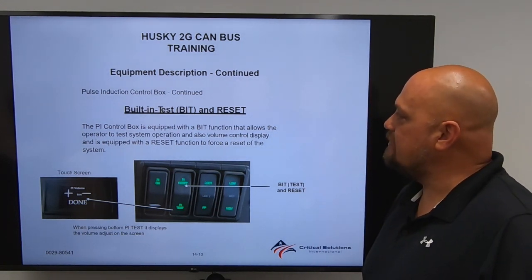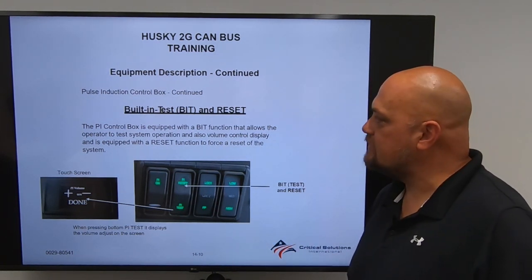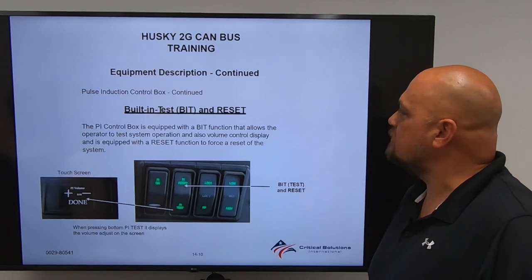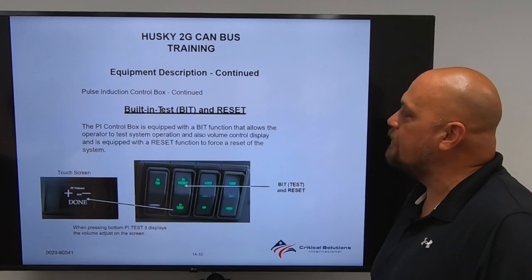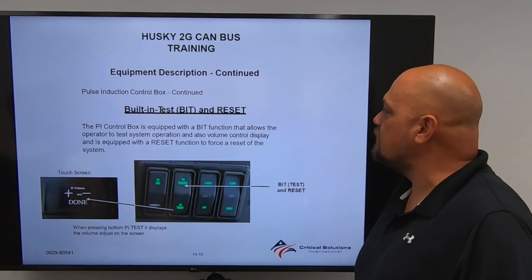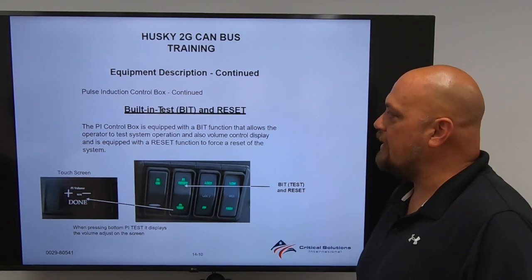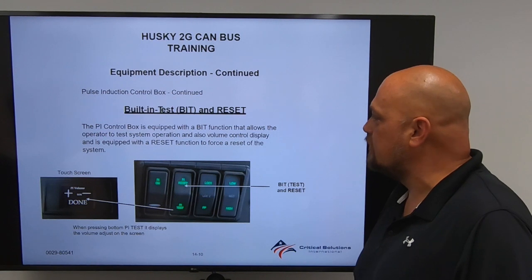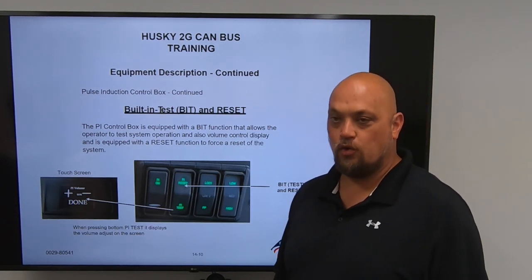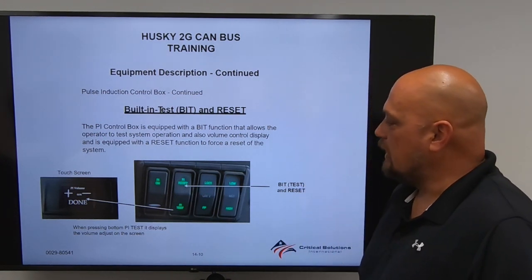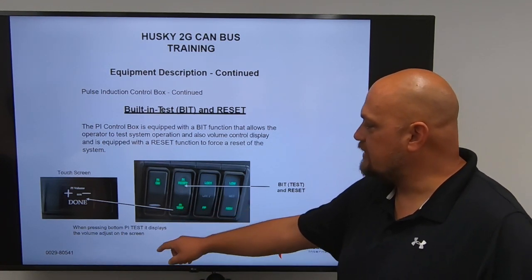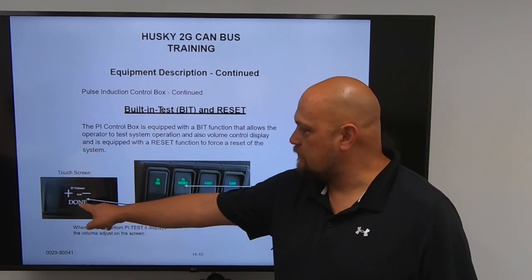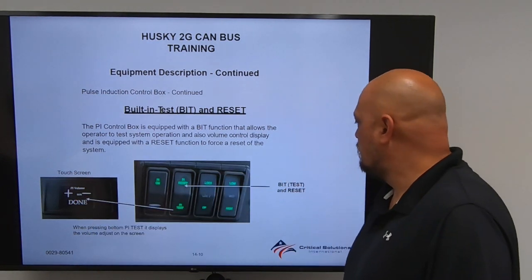The system also has a built-in test and reset. The PI control box is equipped with a BIT or built-in test function that allows the operator to test operation and also volume control display, and is equipped with a reset function to force a reset of the equipment. Again, when pressing the PI test button, it displays the volume adjust on the screen. You'll be able to adjust your volume.